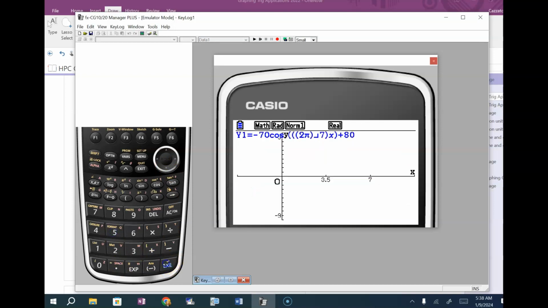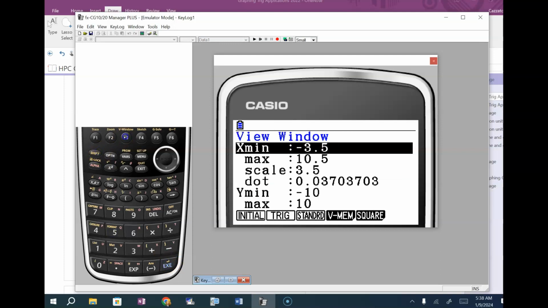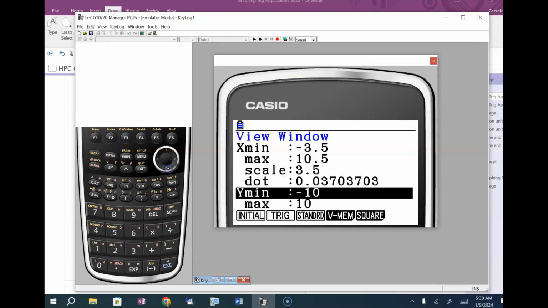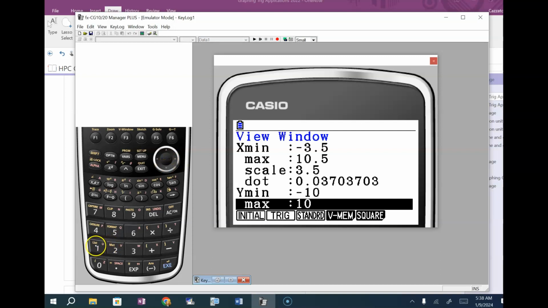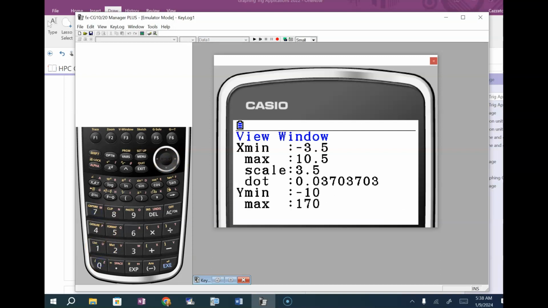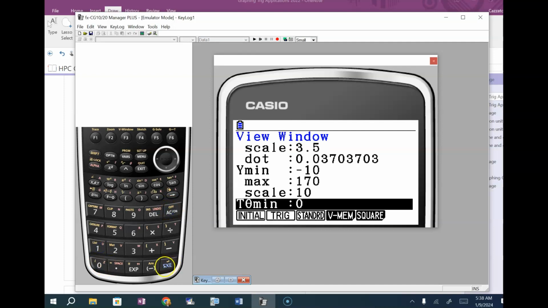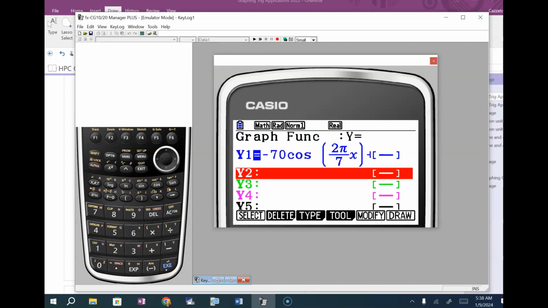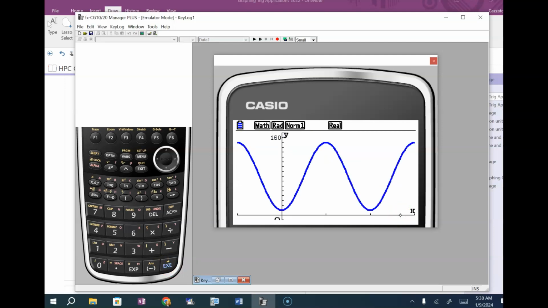And then I have to go back to window, I should have hit the down arrow key. For Y minimum, I again like to see the axes, so I'm going to leave it at -10. And I'm going to go up to 170, a little higher than the maximum. And for scale, I'm going to use 10. And then I'm going to hit execute, then I'll press draw, F6, and then I see the graph, and that looks pretty close to what I see on paper.